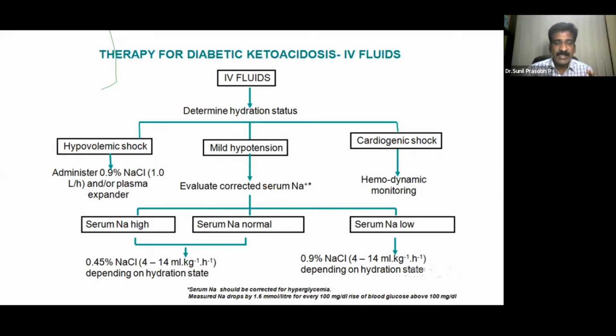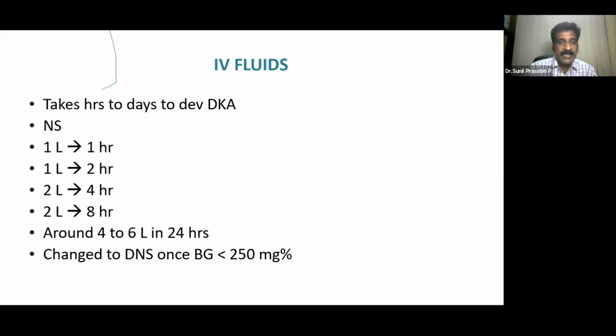And if the patient is having mild hypotension, always evaluate the corrected sodium level. If the sodium is low, we can start on normal saline. And if the sodium is normal or high, we may give half normal saline. So this is what we usually do in our clinical practice. All of us know DKA takes hours or days to develop, more rapidly than HHS.